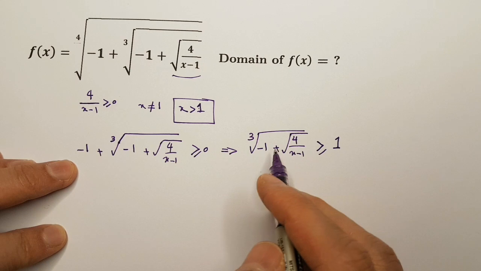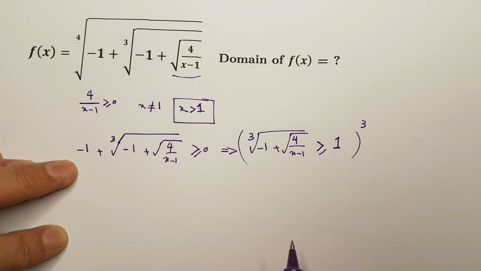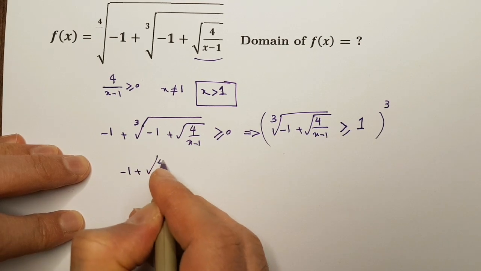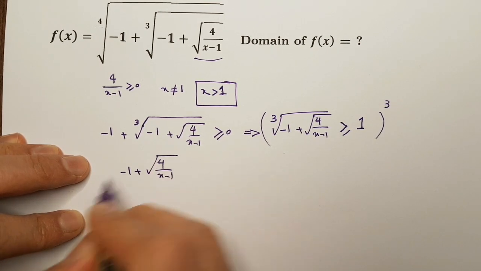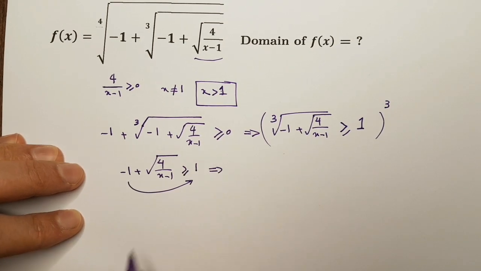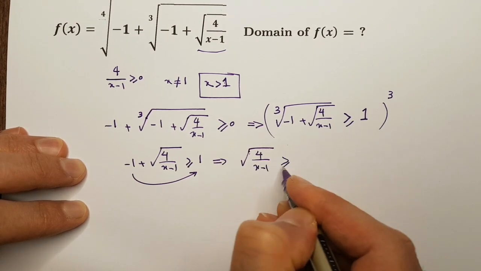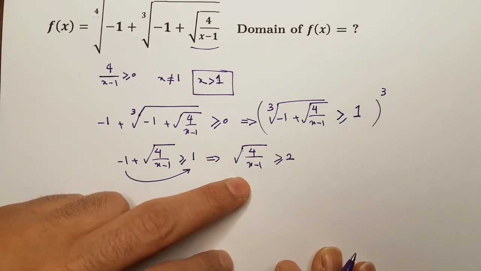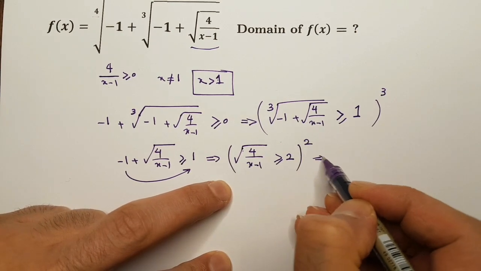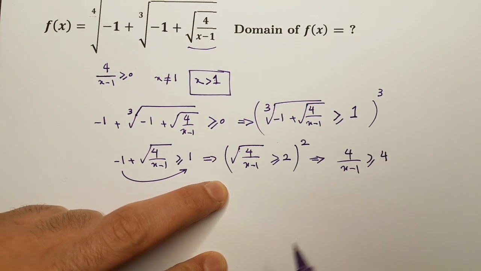Then let's take both sides of this inequality to the power of 3. Then we will have minus 1 plus 4 over x minus 1, square root of that should be more than or equal to 1. We'll take this one to the other side of this inequality. We'll have square root of 4 over x minus 1 more than or equal to 2. And then let's take both sides of this inequality to the power of 2. We'll have 4 over x minus 1 is more than or equal to 4.